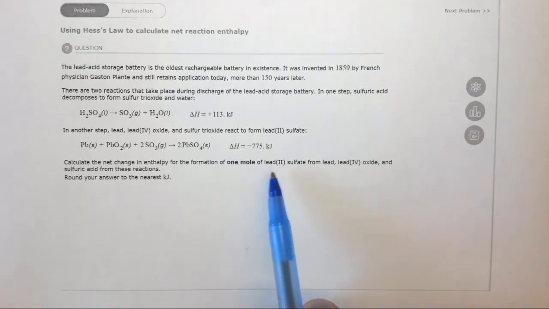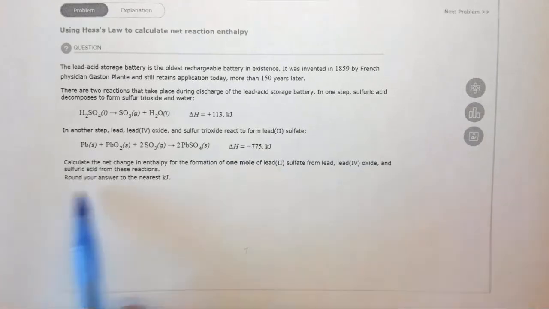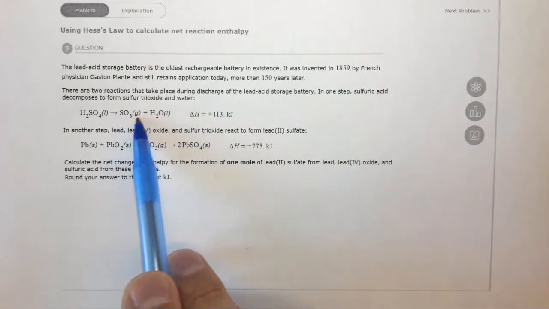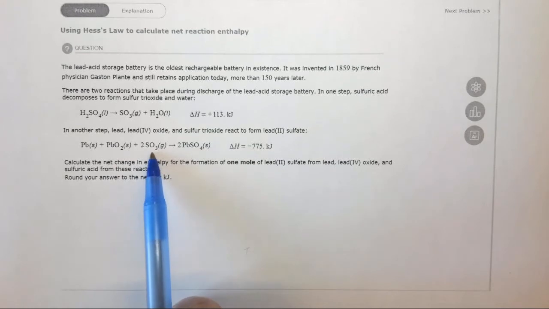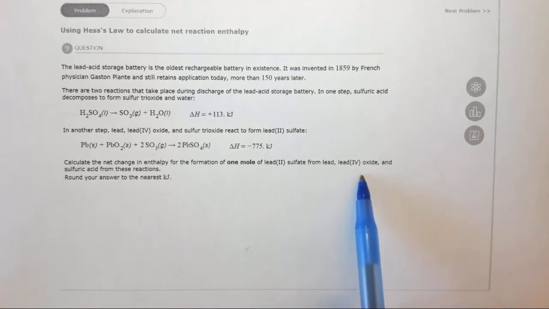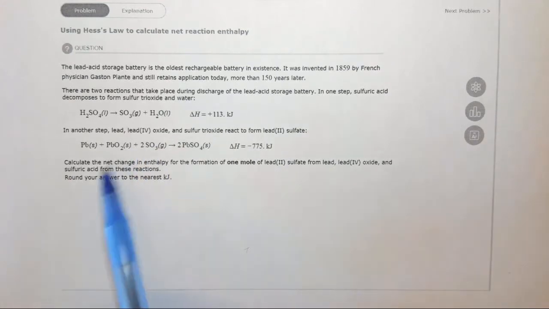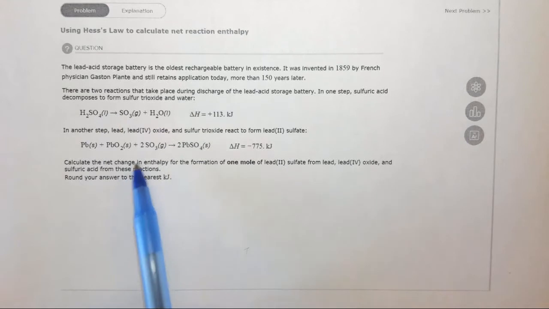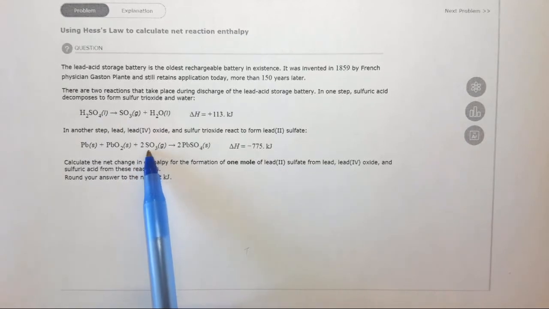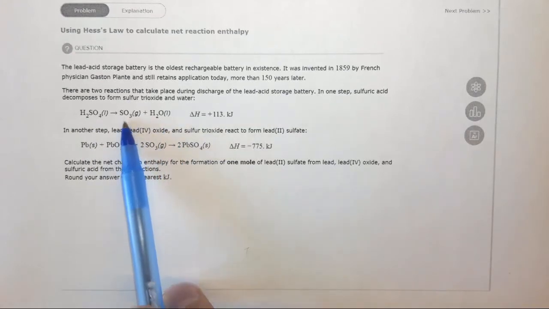What I noticed is that we need to form 1 mole of lead 2 sulfate from lead 4 oxide and sulfuric acid. But I also noticed there's sulfur trioxide in both of these equations. So I know I'm going to need to get sulfur trioxide to cancel out, because I don't want that to be one of my reactants, because that's what the question says. In the first equation, there's 1 sulfur trioxide in the product side. In the second equation, there's 2 in the reactant side. So I know that I need to double this reaction to get 2 sulfur trioxides in the product side so it'll cancel out.